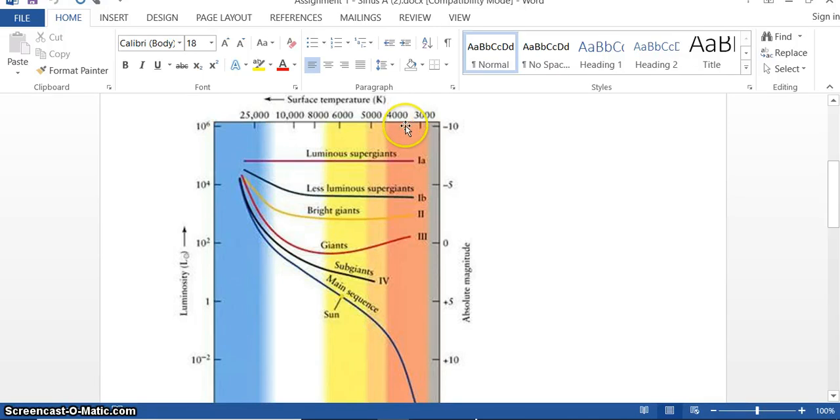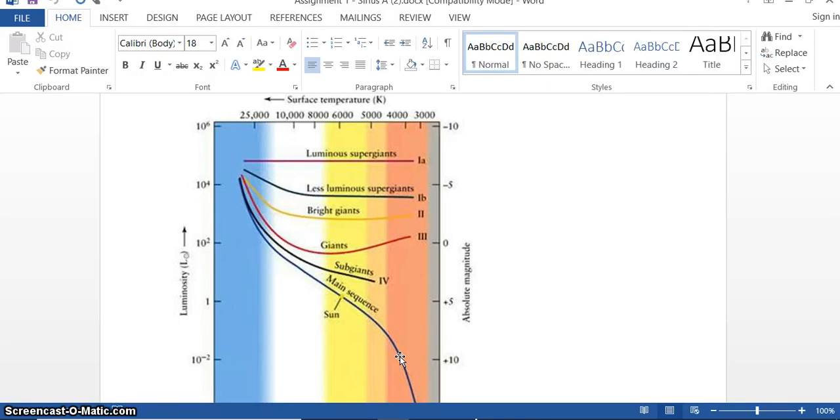All right, so I find this 4,000 Kelvin across the top, and then I drop a straight line. I've got to go straight down until I reach the main sequence. There's the main sequence, that's this line right here. So there's 4,000, I drop it straight down. All right, and now I'm on the main sequence, and so then I look to the left, and that's the luminosity in terms of the luminosity of the sun.